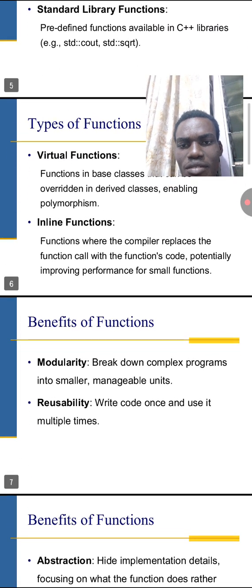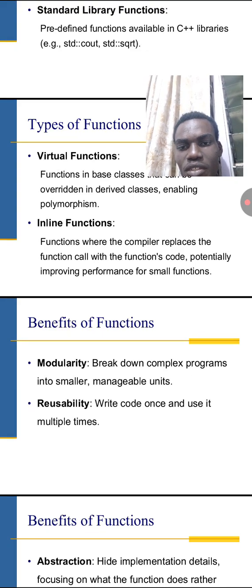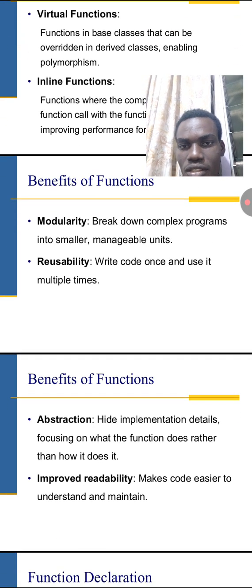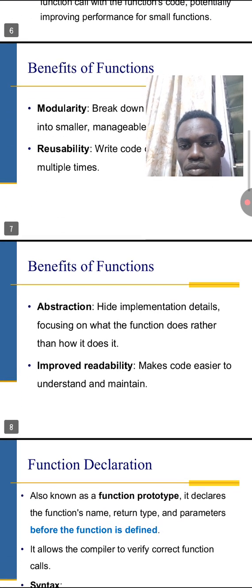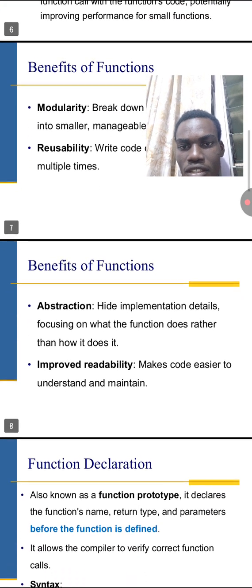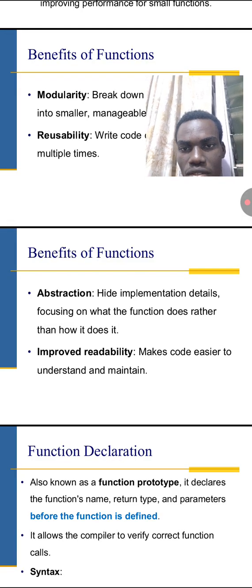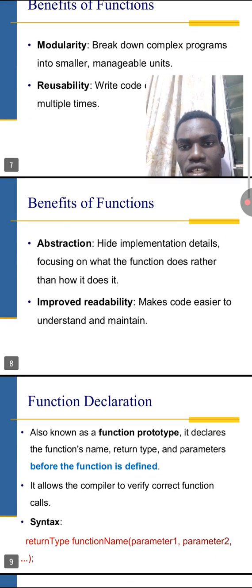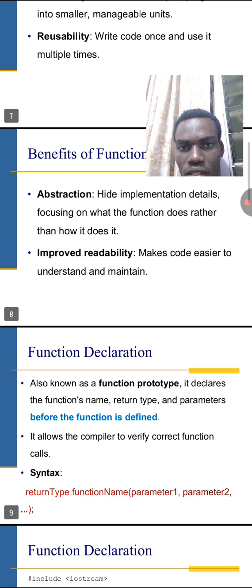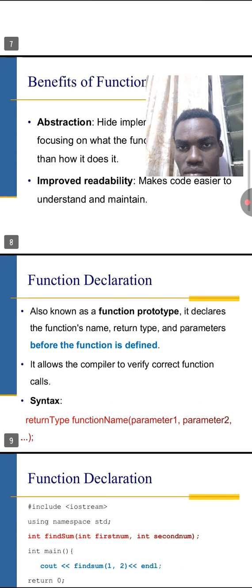Now let's take a look at the benefits of functions. We have modularity. It breaks down complex programs into smaller manageable units. We also have reusability, right? So write code once and use it multiple times. So that's one benefit of a function. And we have abstraction, which hides implementation details, focusing on what the function does rather than how it does it. And we have improved readability, which makes code easier to understand and maintain.